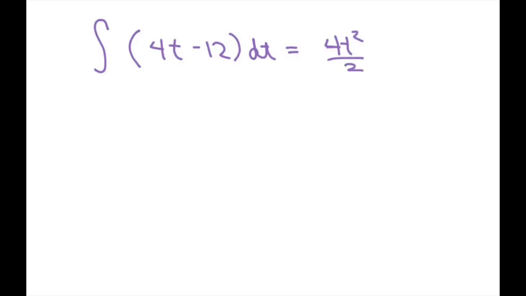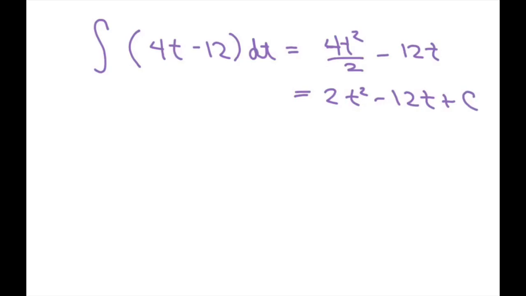So we're going to integrate the integral of 4t minus 12 dt, and that's just going to be 4t squared over 2 minus 12t. So this is just going to be 2t squared minus 12t plus c.